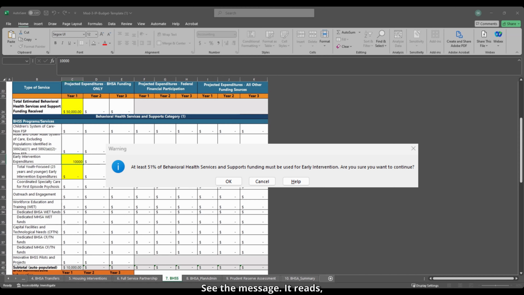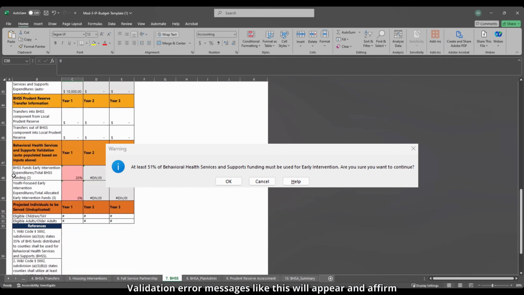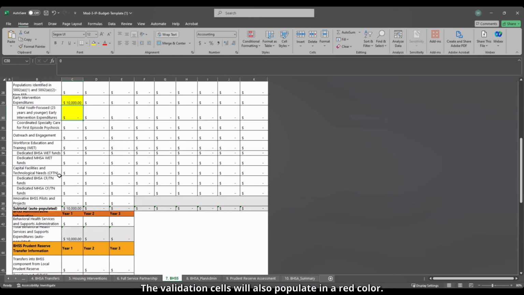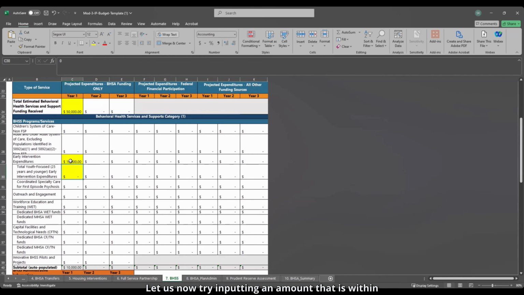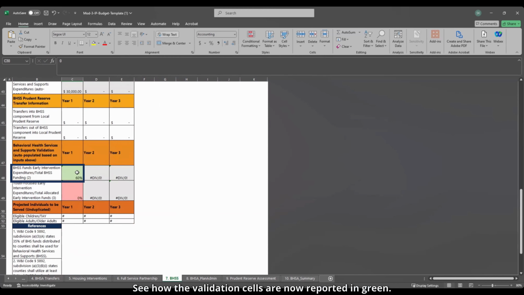See the message. It reads, at least 51% of BHSS funding must be used for early intervention. Are you sure you want to continue? Validation error messages like this will appear and affirm your entries if it is not within the required policy guidelines. The validation cells will also populate in a red color. Let us now try inputting an amount that is within the required 51% early intervention allotment. Let's say you are allocating $30,000 to early intervention. See how the validation cells are now reported in green.